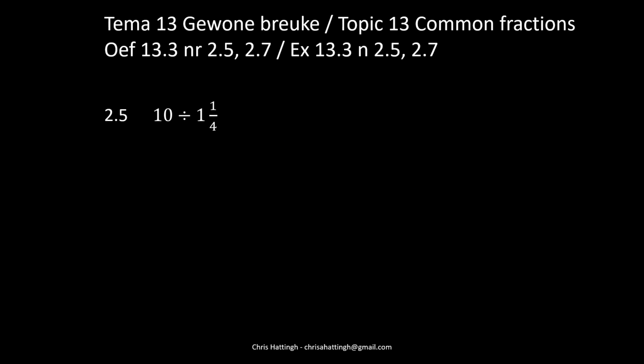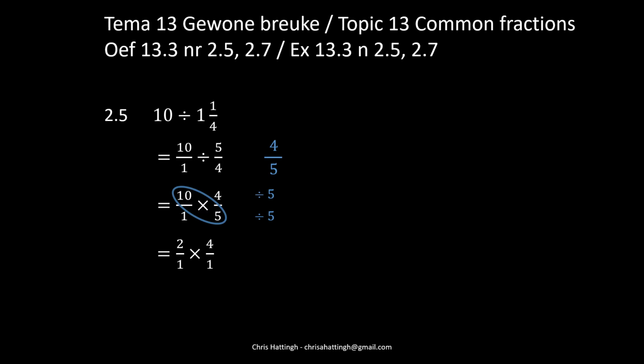Number 5, you first need to get rid of the mixed number. So you're actually dividing by 5 over 4. You're not going to divide by 5 over 4. You're looking for the inverse. So you're going to multiply with 4 over 5. You can simplify the 10 and the 5 by dividing by 5. So you'll sit with 2 over 1 times 4 over 1, or just 2 times 4 gives you 8.